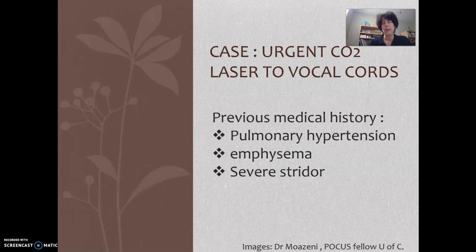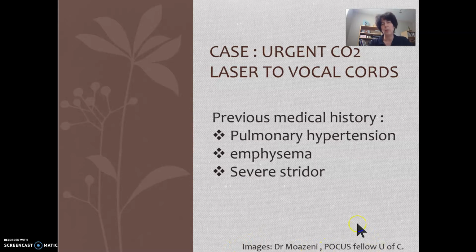The first case that we'll be doing today is a patient who came in with significant stridor who required an urgent laser to vocal cords. I can't remember exactly what the pathology was, but basically the patient was going to be requiring jet ventilation. The previous medical history available to us: the patient had pulmonary hypertension and emphysema and was currently in severe stridor.